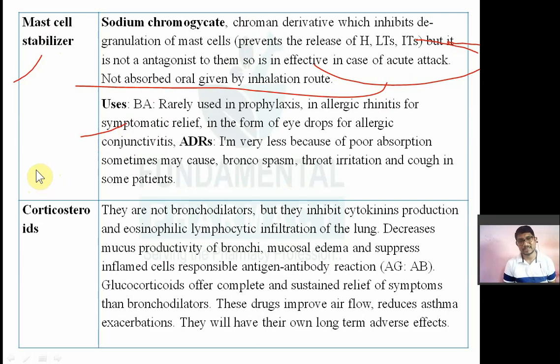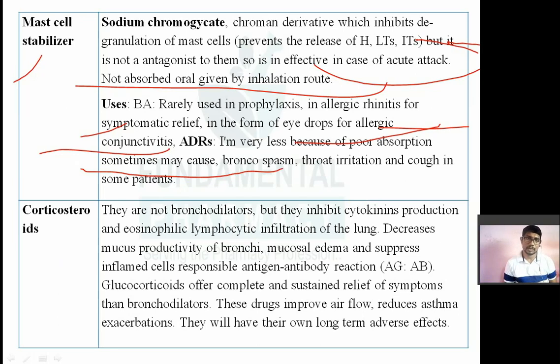Prophylaxis means prevention. In allergic rhinitis, for symptomatic relief, and in the form of eye drops for eye allergy, allergic conjunctivitis. Okay. What are the adverse reactions? They are very few due to poor absorption. Sometimes it may cause bronchospasm, throat irritation, and cough in some patients.